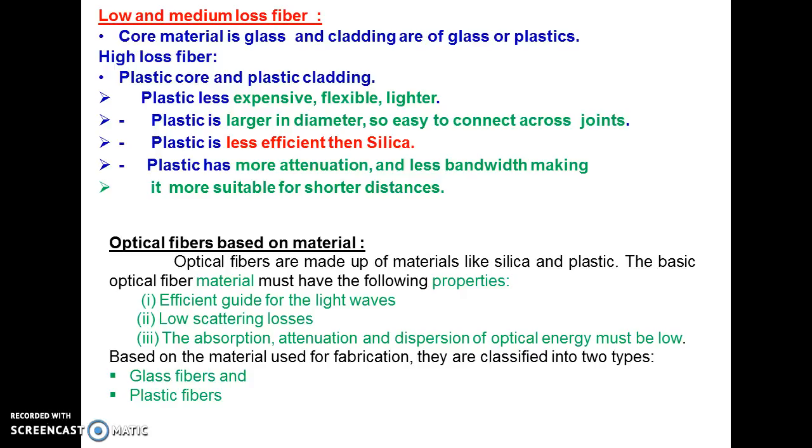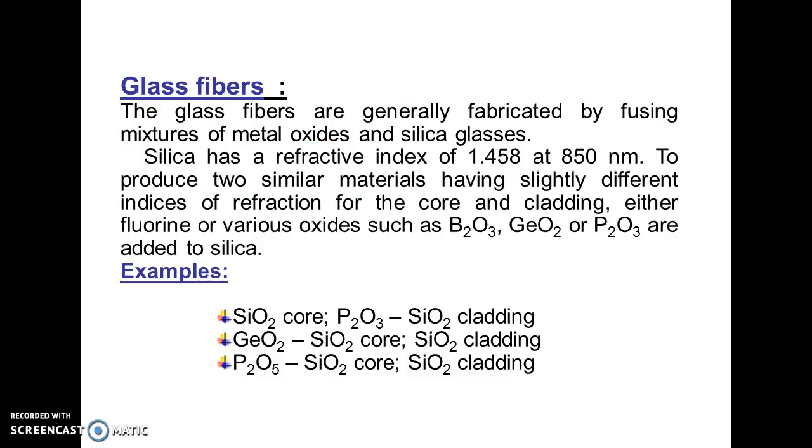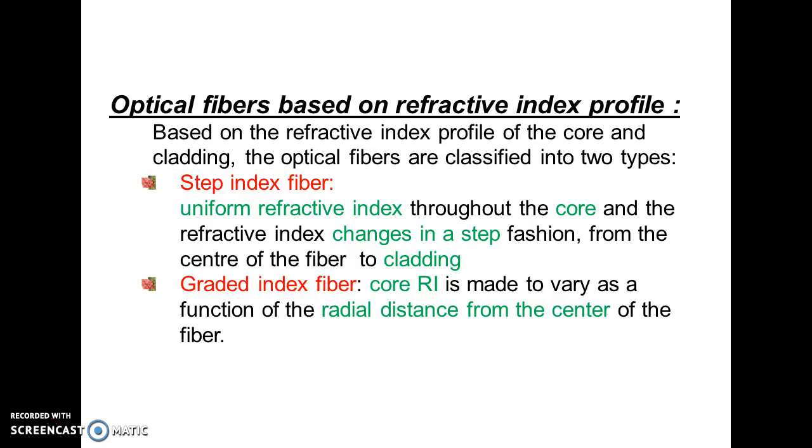Optical fiber based on material. Optical fibers are made up of material like silica or plastic. The optical fiber material must have the following properties: efficient transmission of light waves, low scattering losses, and absorption, attenuation and dispersion of the optical energy must be very low. Based on the material used for fabrication, they are classified into two types: glass fibers and plastic fibers. Glass fibers consist of SiO2 core and cladding.